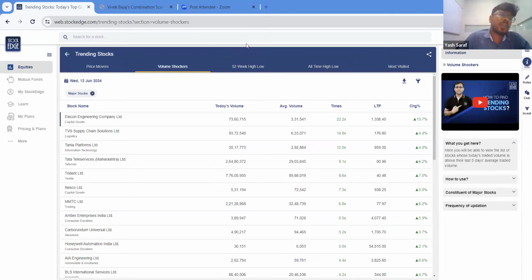You will be able to make a combination scan in the My StockEdge section. I have just added one VXS combination scan and shown how to add that combination and how to create that combination scan.